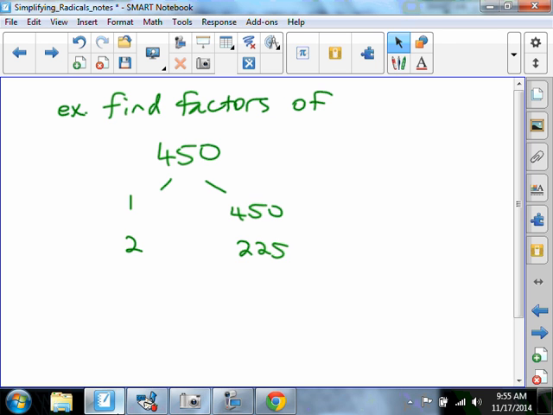So what I would do at this point, if I was simplifying a square root, is I would stop. Can anyone tell me why I would stop? Because 225 is a perfect square. Yeah. So let's think back.